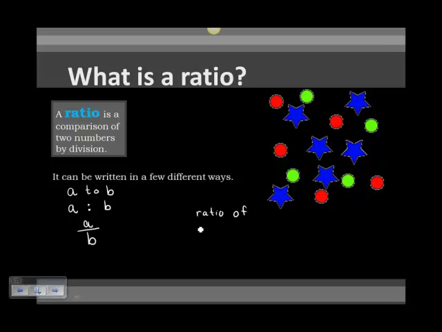So if we were to look at the ratio of circles to stars from this particular figure, we would count the number of circles, 1, 2, 3, 4, 5, 6, 7, 8, 9. So there's 9 circles. And then count the number of stars, 1, 2, 3, 4, 5, 6. And we could say that the ratio of circles to stars is 9 to 6. Technically we should write it in its simplest form. And 3 goes into both of these numbers, so we should say the ratio of circles to stars is 3 to 2. For every 3 circles, there's 2 stars.